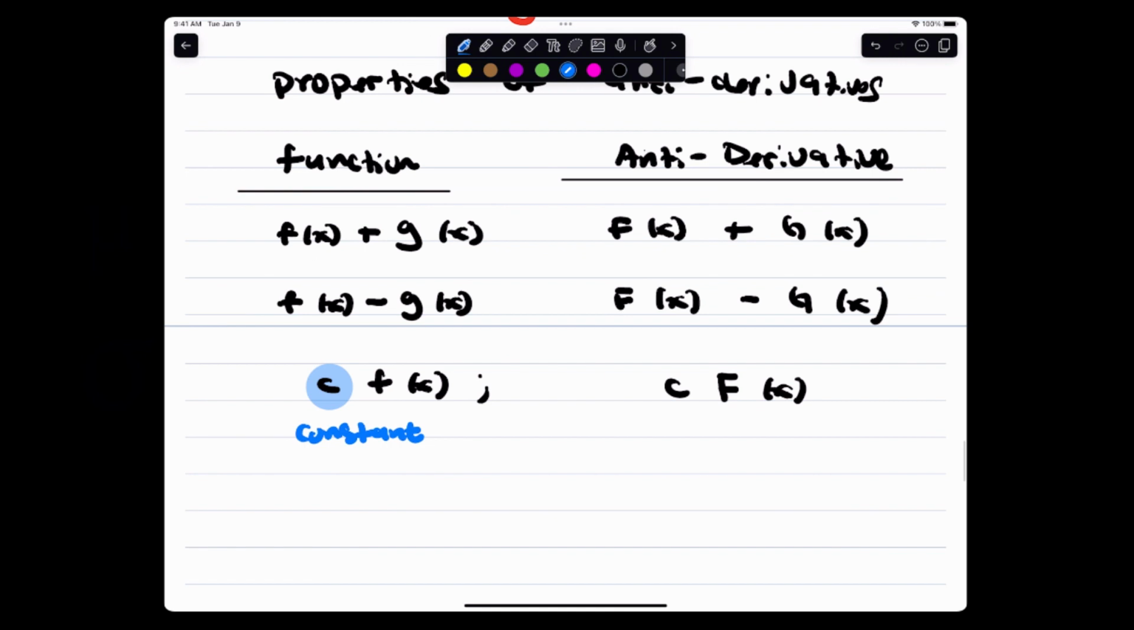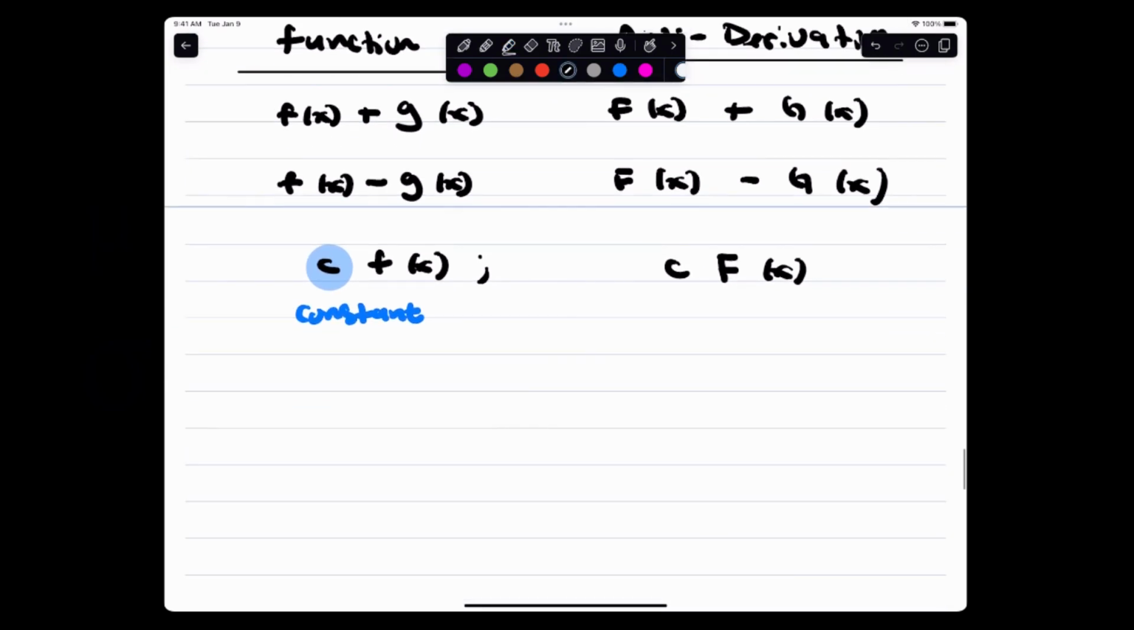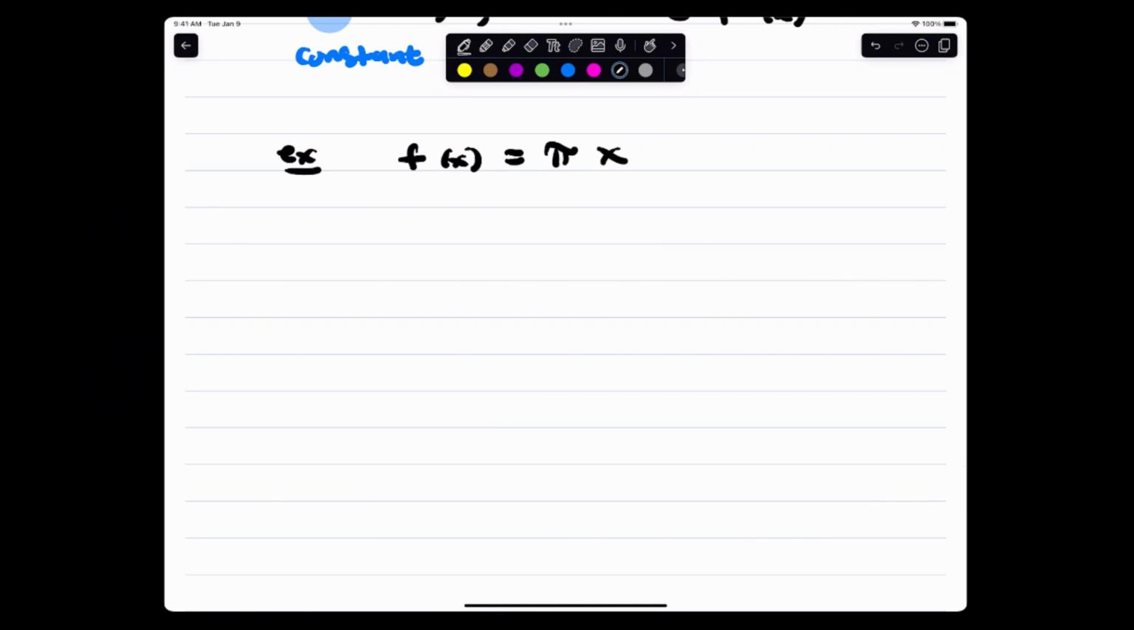So really, these are properties of antiderivatives, and it's not too bad. All you're doing is taking antiderivatives of the individual functions. So let's start off with a very simple example again. They say here's your function, pi x. And you go, pi x? Does anybody happen to know anything about the number pi? It's a constant. Good.